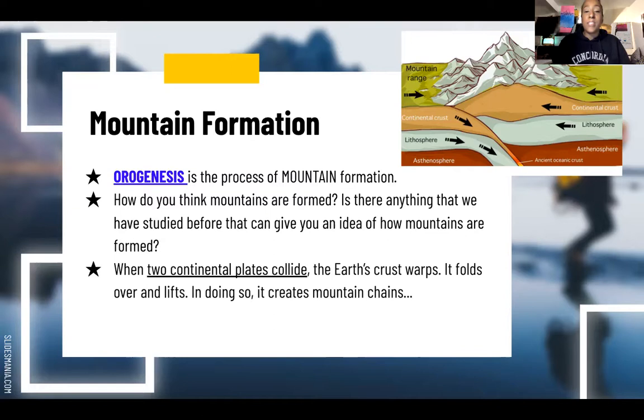So when two continental plates collide, the Earth's crust warps. It folds over and lifts. In doing so, it creates mountain chains. So that's several mountains, right? So where the plates collide, because they're huge plates, right? If you had a smaller plate and a bigger plate and they smashed together, the big plate would win and the small one would just crumble or go below.